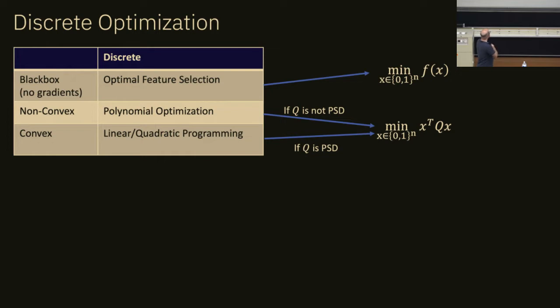For black box optimization, I already mentioned that. You just have a function that you can evaluate, and let's suppose we have some binary input, and with this input, you get a function value. That's all you know about your problem. Then the question is, what can you do?